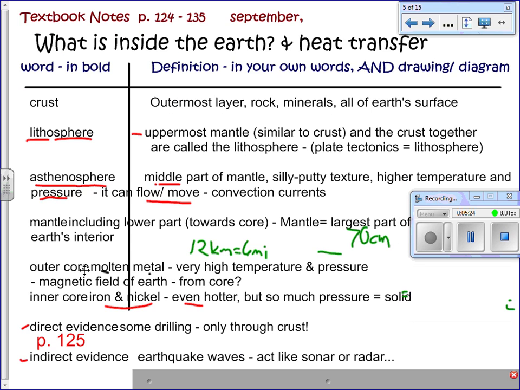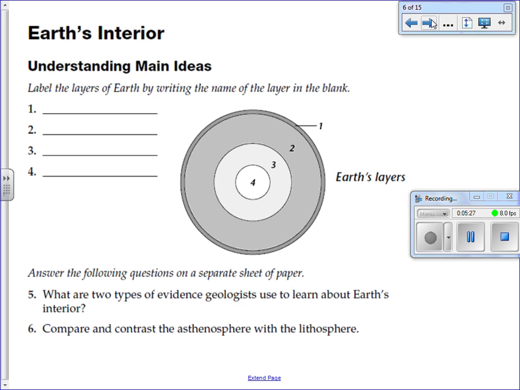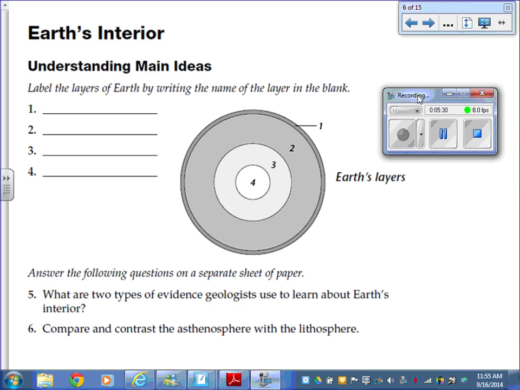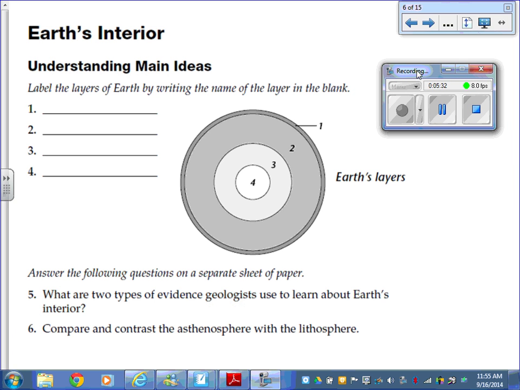All right, so next, if we take a look, this is the worksheet you just did. This is pretty straightforward as we go over this. Pretty easy, right? What's number 1? Number 2? Number 3? Number 4? And if you had to draw the lithosphere, where would that be? The crust and the outer mantle.